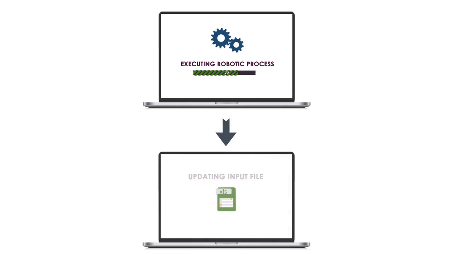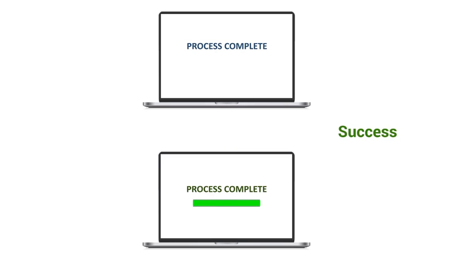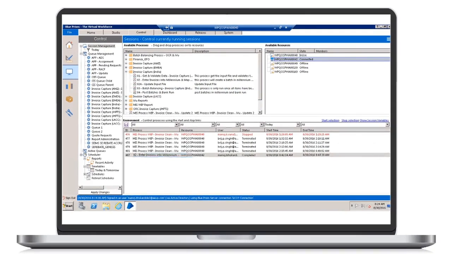Finally, after completing the validation, the invoices get processed and the exceptions are parked in the exception queue. The invoice has now been processed and the status of the task has changed to completed.